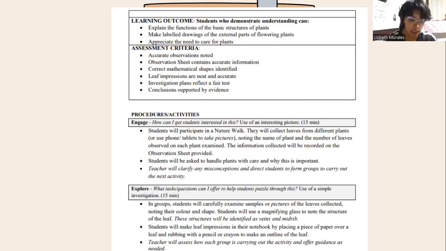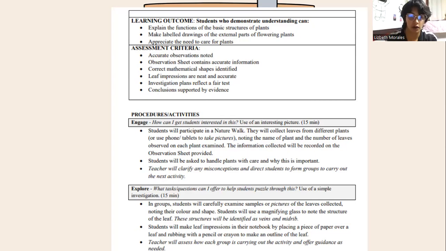And for the procedures for this activity, we have the 5Es. The first is engage. In this part, the teacher engages or catches the attention of the students about the topic, and it's very important to have their attention. For the first, students will participate in a nature walk. So that is the first engage activity that the teacher made.